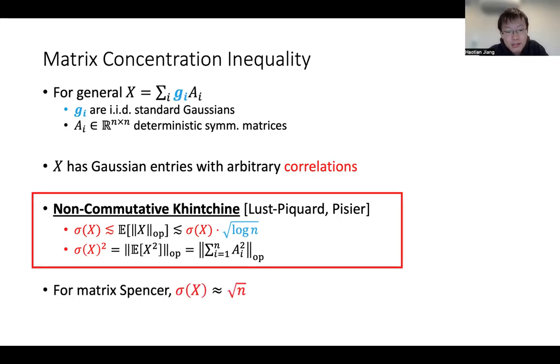However, for matrix Spencer, sigma(X) is square root of n because each A_i has operator norm 1. So this gives the random coloring bound of root n log n, as we claimed earlier, which is not sufficient for proving the matrix Spencer conjecture.